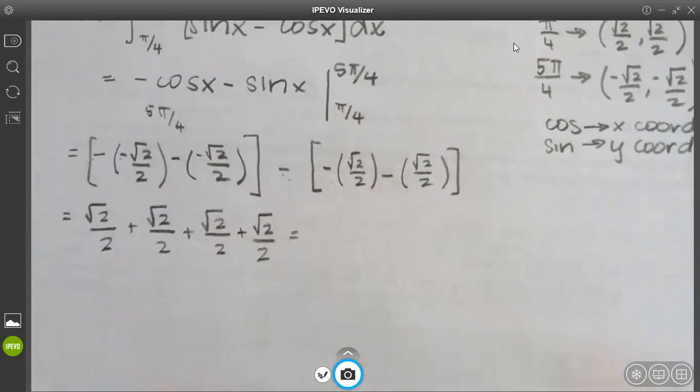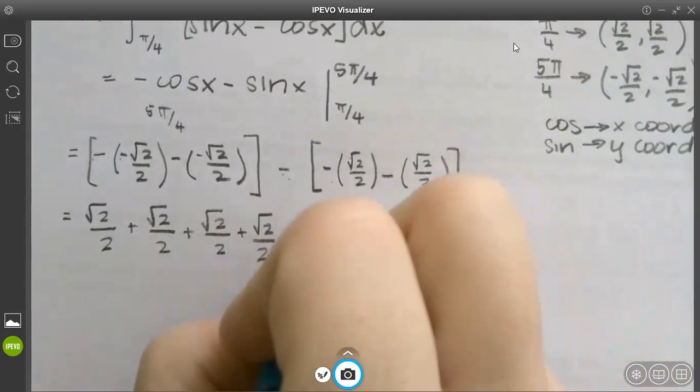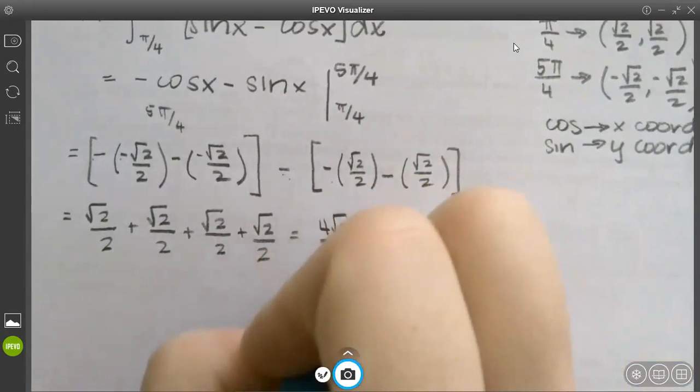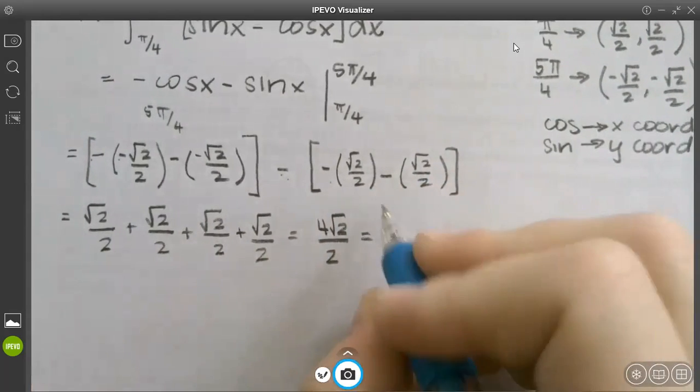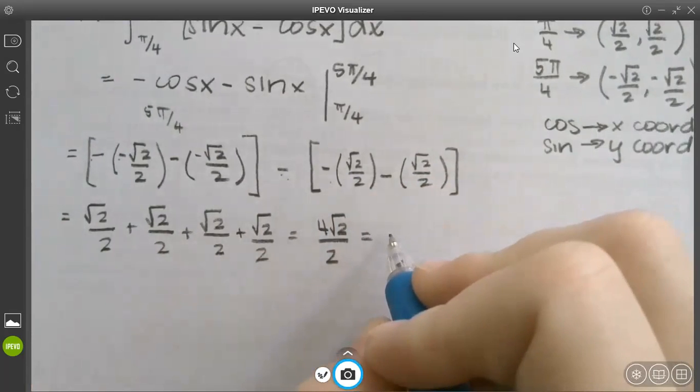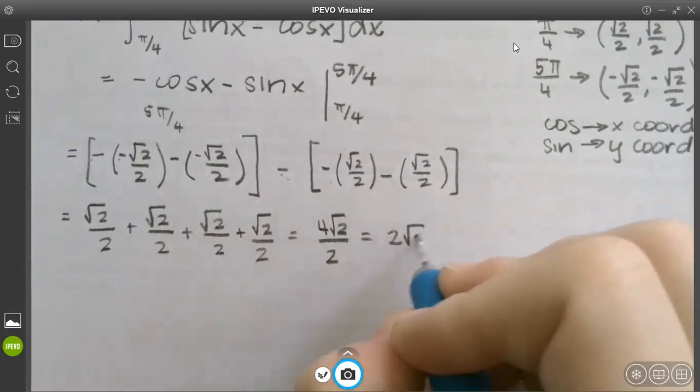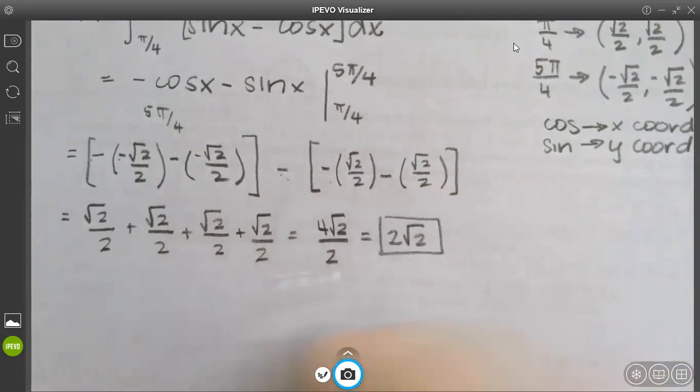Don't even reduce it. Tell me what we have. How many square root of 2 over 2's do we have? 4 square root of 2's over 2, which reduces to 2 square root of 2. That's it.